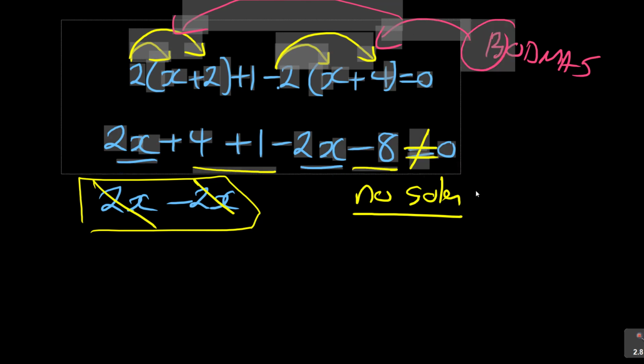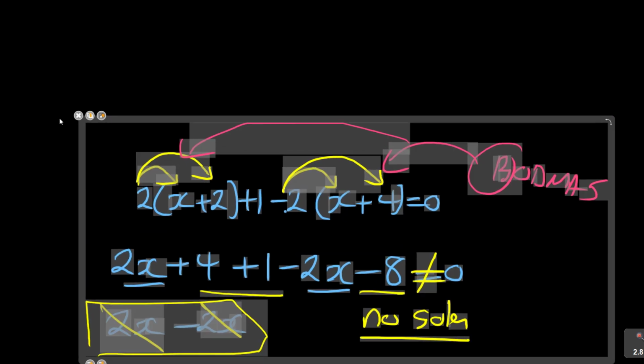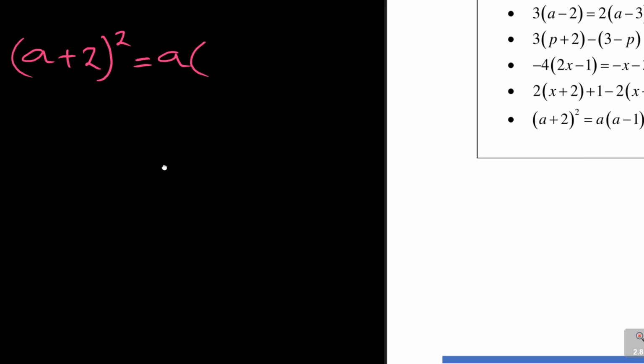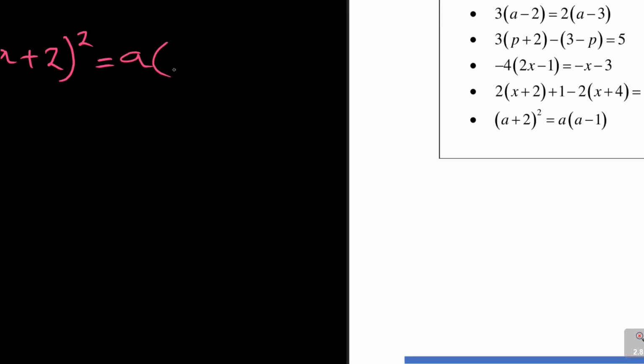Alright, so that was that. Let's move on to the last one. It says a plus 2. Let me do that. It says a plus 2 squared. See that? Is equal to a, and then what? A minus 1.